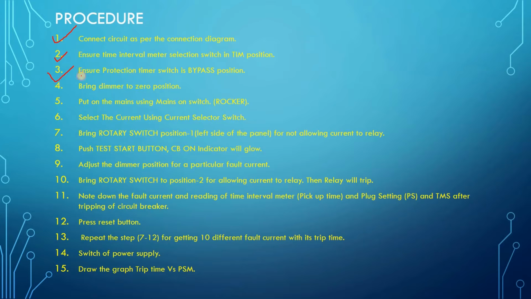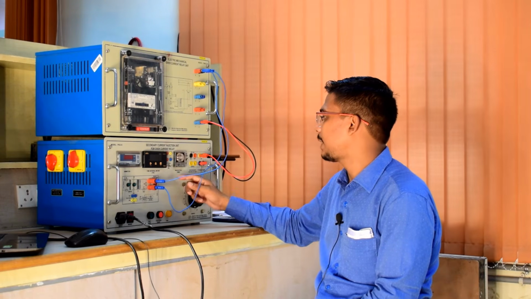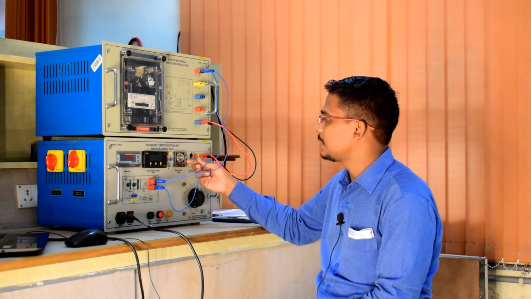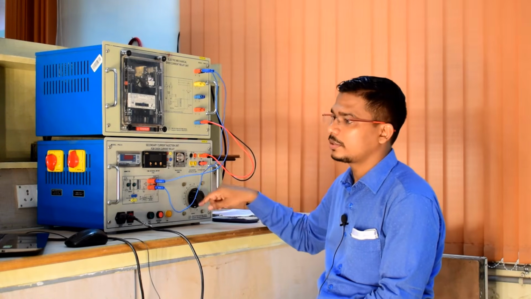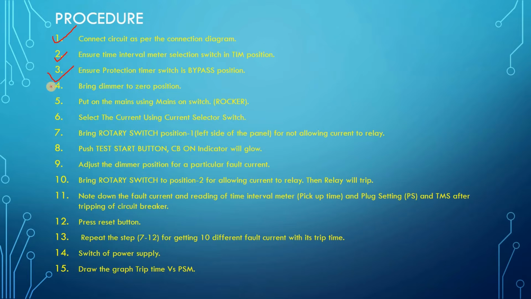Next is bypass the timer switch. Ensure the protection timer switch is bypassed. As you can see here, the protection timer is bypassed. The off side is bypassed and the bottom side is turned on. So it is bypassed. Then bring dimmer to 0.